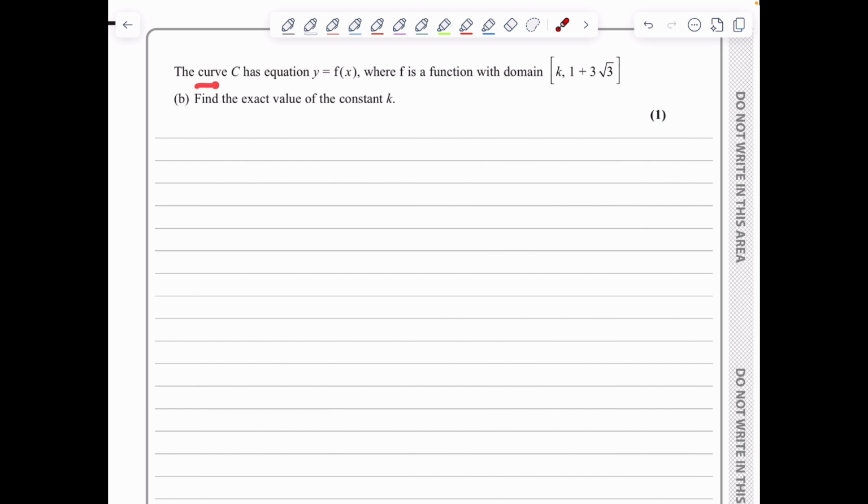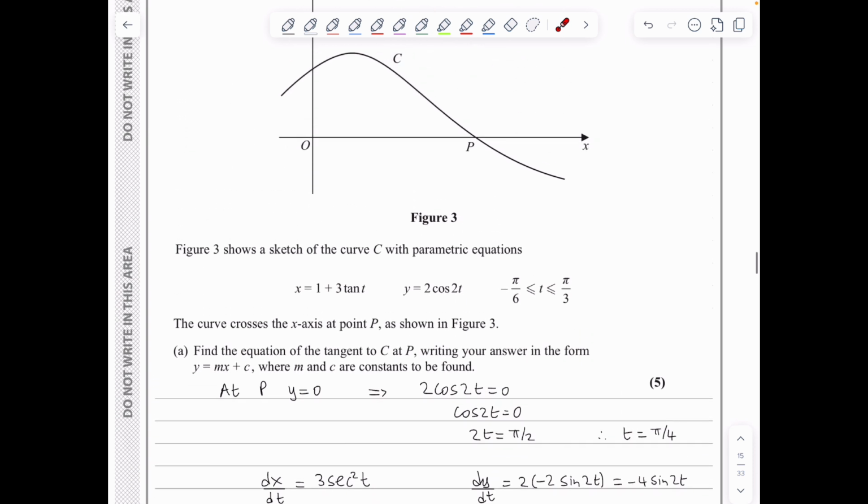We then have that the curve C has equation y is f of x, where f is a function with a domain from k up to 1 plus 3 root 3, and we need to find the exact value of the constant k. We're looking at the diagram provided.